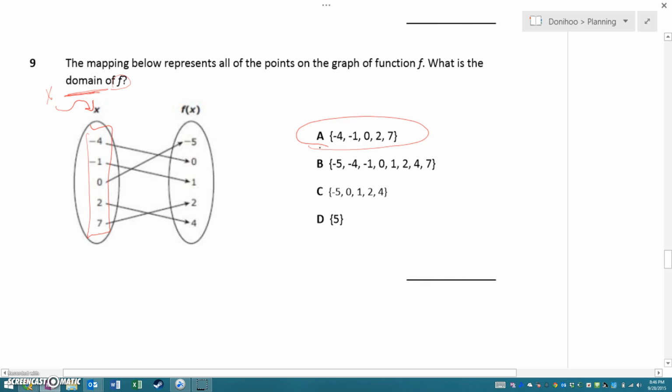And it doesn't matter, the wording of the question shouldn't freak you out. Look directly at the question. What is the domain of f? Domain. Oh, domain is x. Oh, there are x's. There's my answer. Done.